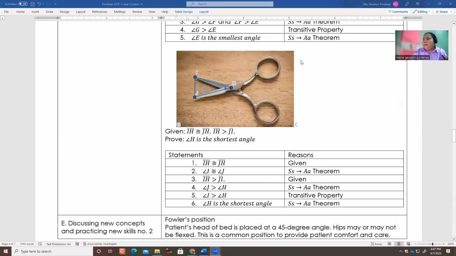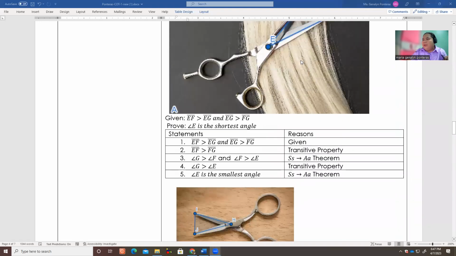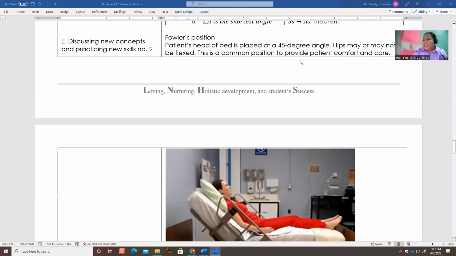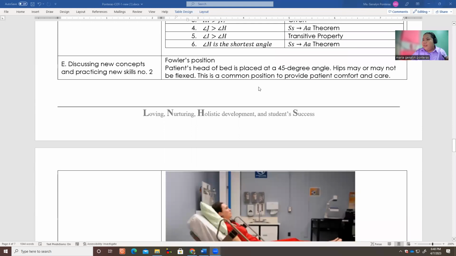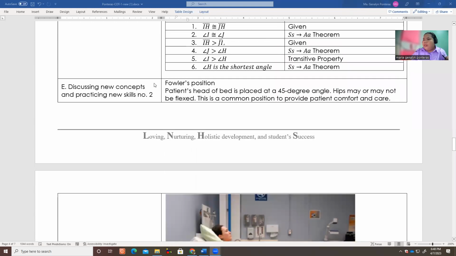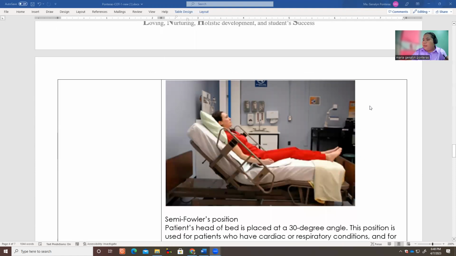Now we're done with being hairdressers. Let's have the medical field. In the medical field, there is the so-called Fowler's position. The Fowler's position states that the patient's head of bed is placed at a 45 degree angle. Hips may or may not be flexed. This is a common position to provide patient comfort and care.